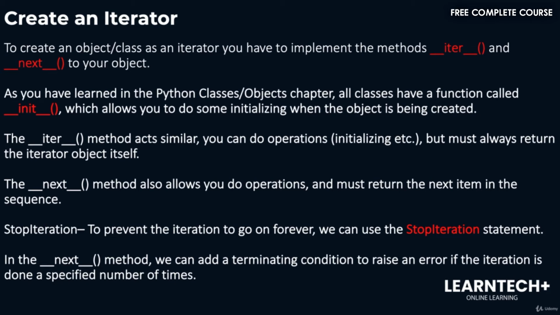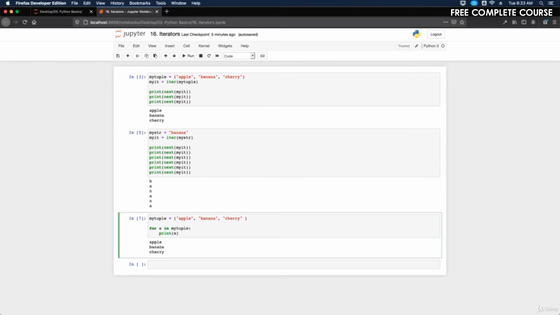StopIteration. To prevent the iteration from going on forever, we can use the StopIteration statement. In the __next__ method, we can add a terminating condition to raise an error if the iteration is done a specified number of times. So why would you do that? You would do that so that it would stop where you want it to. Okay, so we're going to create an iterator that returns numbers starting with 1, and each sequence will increase by 1, returning 1, 2, 3, 4, 5, etc. So let's do that.